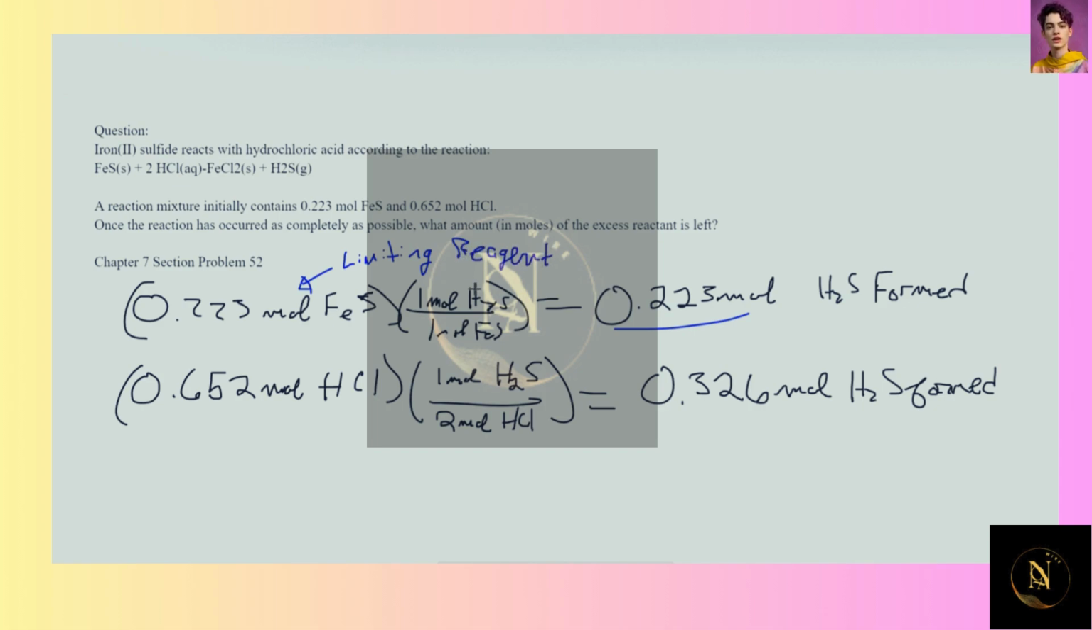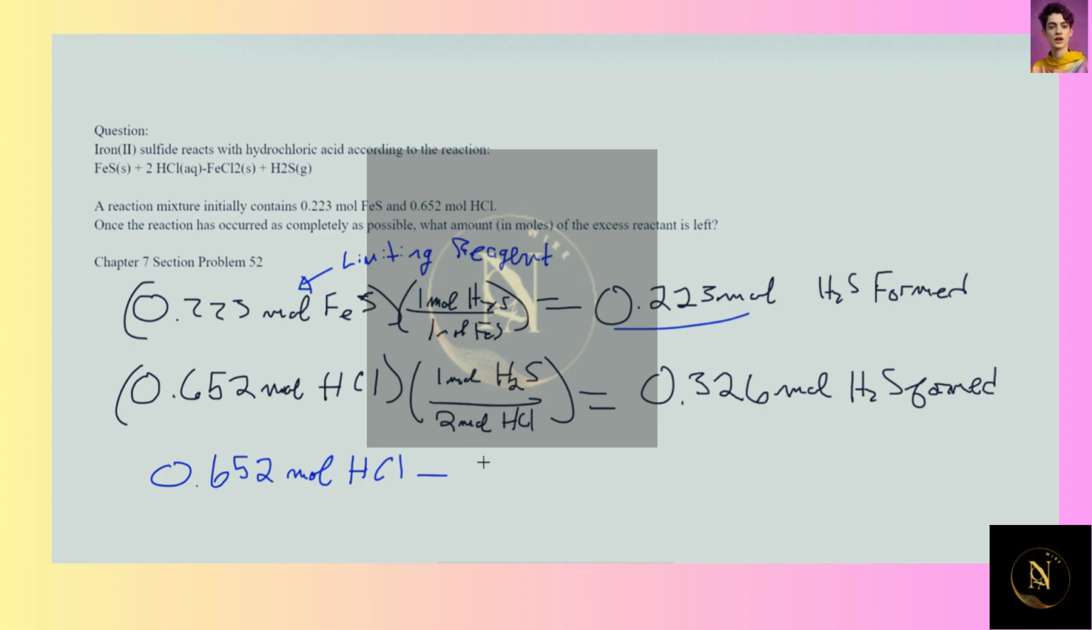Okay. So the next part of the question is, what amount of moles are left? Well, simply then we subtract that which we used from the starting amount. So this is how much we started with, right? 0.652 moles of HCl, which is our excess reagent, subtracted by how much we used. So how much do we use? Well, we have to convert that from this.